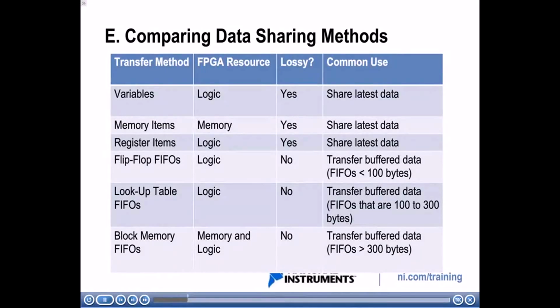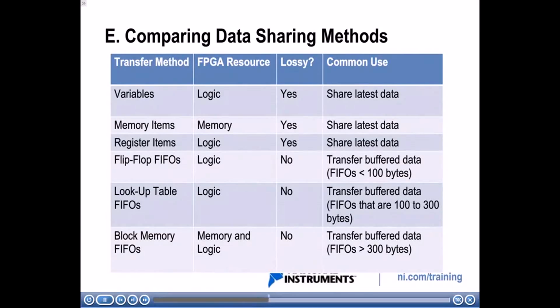Okay, so now that we're at the end of this lesson, let's compare some of the data sharing methods that we've talked about. Let's say we have some data and we need to share it between multiple loops or multiple VIs on your FPGA. The first thing you want to think about is, do you need to only share the latest data, or do you need to transfer buffered values from one loop to the other or from one VI to the other? So let's say you only need to share the latest data. For example, maybe you just need to share the value of a terminate control or some terminate data. If we only need to share latest data, then you can use the variable method.